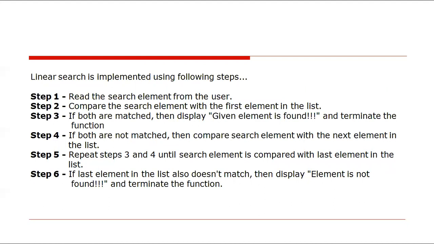First, read the search element from the user. First of all, we should collect the n elements. Then read the search element from the user. Compare the search element with the first element in the list. If both are matched, then display given element is found and terminate the function.